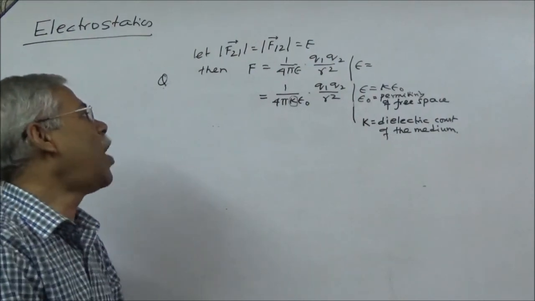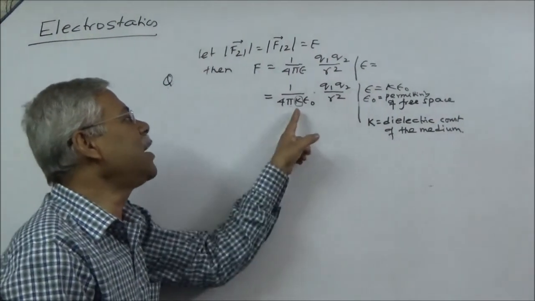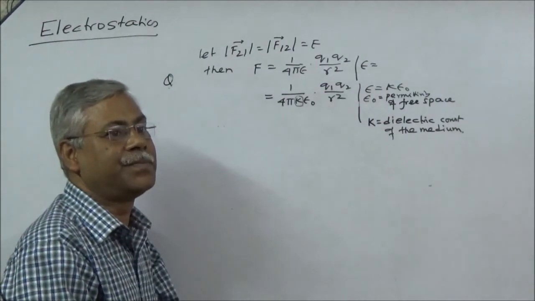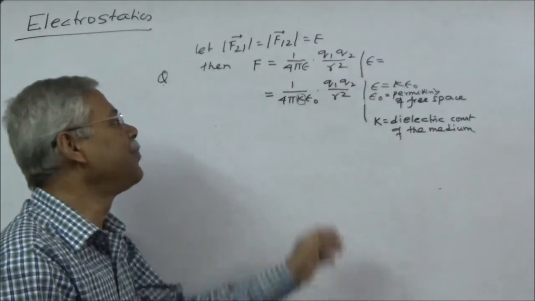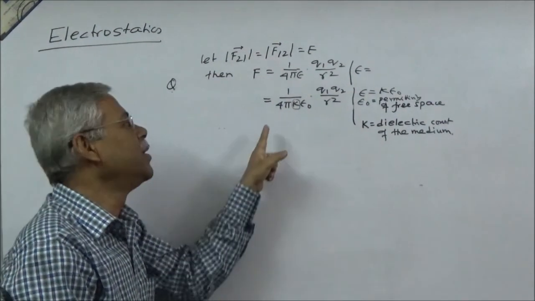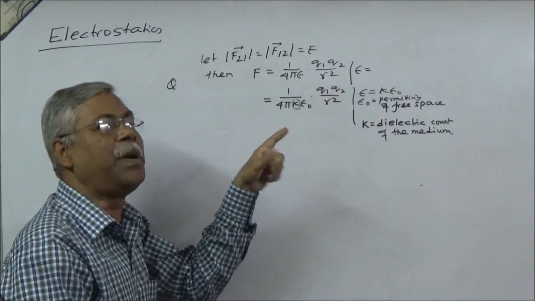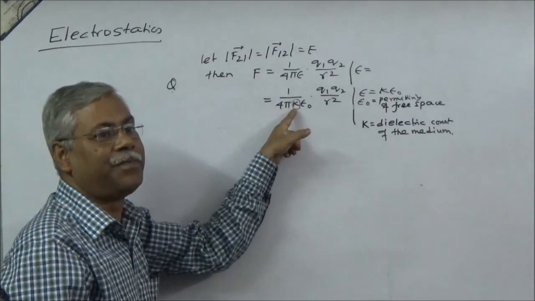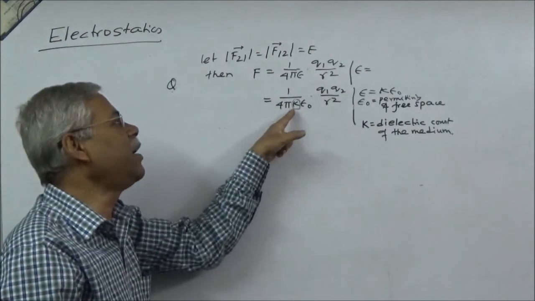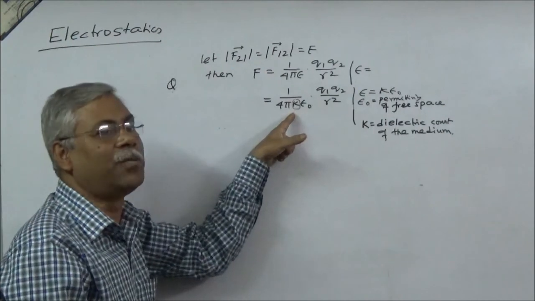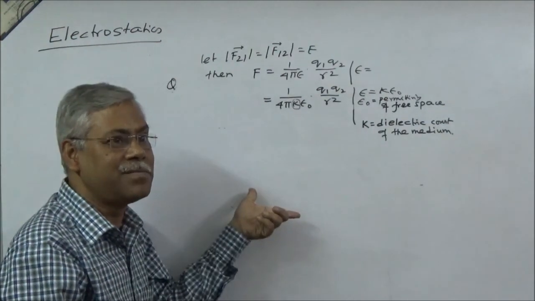Okay. So what exactly is K? K is actually a number. Dielectric constant of air is 1. Dielectric constant of paper, you may consider paper as a medium, is 4. Dielectric constant of mica is 7. Dielectric constant of rubber is 9.